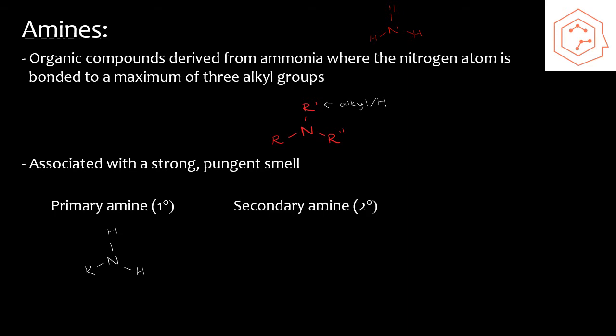In a secondary amine, our nitrogen is instead bonded to 2 alkyl groups. They could be different, and 1 hydrogen atom. And finally, in a tertiary amine, we have our nitrogen bonded to 3 alkyl groups. So there's absolutely no hydrogen atoms bonded to it in this situation.